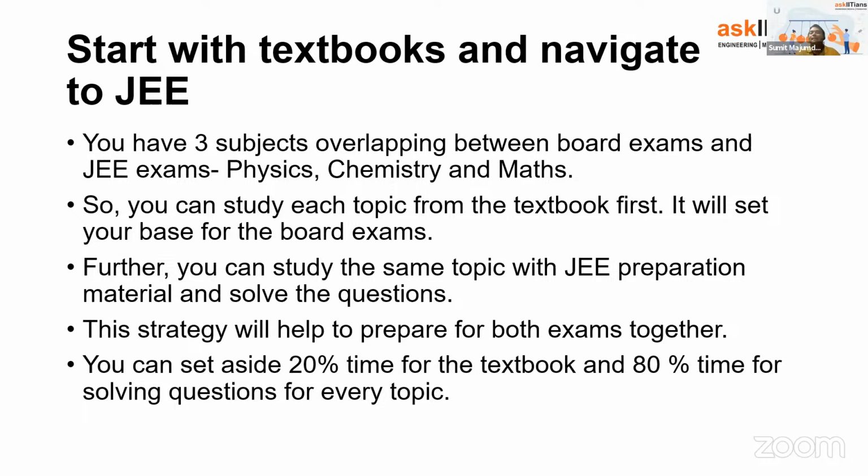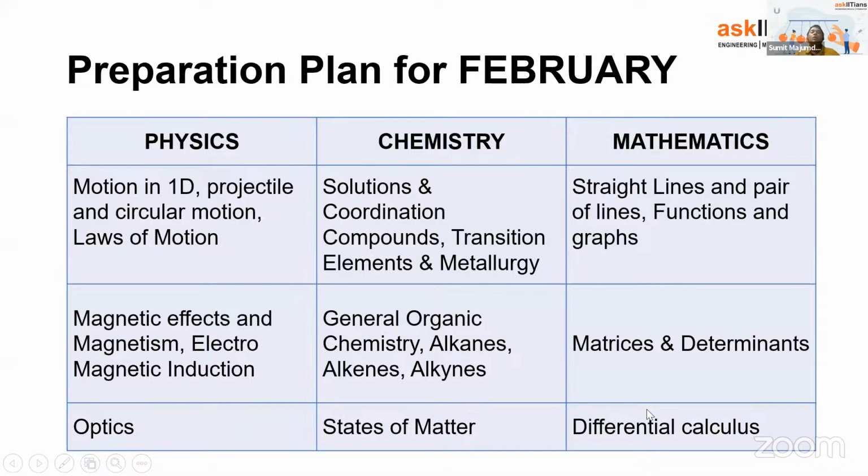So you can set aside nearly 20% time for the textbook and 80% time for solving questions. Solve questions from past year papers, sample papers, and ask items. Do as much solving as possible, and be diligent and try not to cheat yourself. Right? Okay. So based on that, since we are currently in February, I'll start with February.